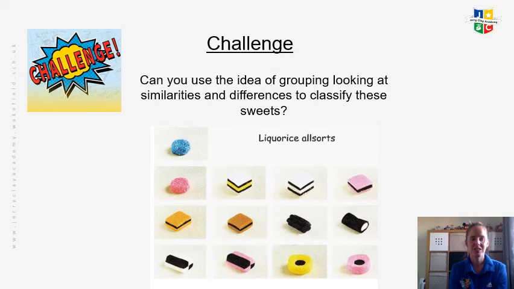So for your science challenge this week, I know how you guys love a little sweet treat. So I have given you a selection of licorice all sorts. But what I'd like you to do is, can you use the idea of grouping, looking at similarities and differences between the licorice all sorts to classify them? And I look forward to seeing those in your exercise books. If you just put them underneath your classifying animals activity as science challenge, and then I can comment on them on Seesaw.